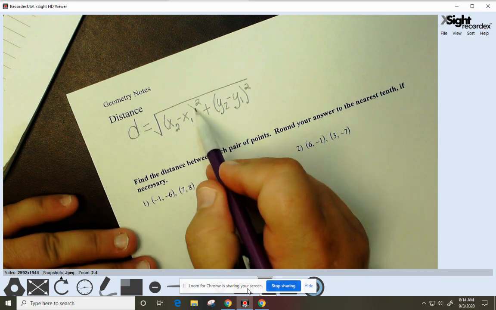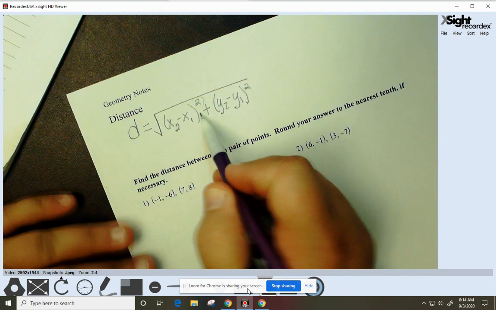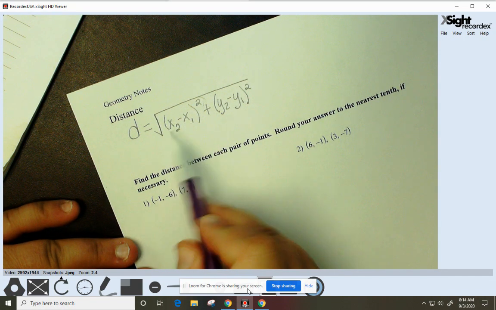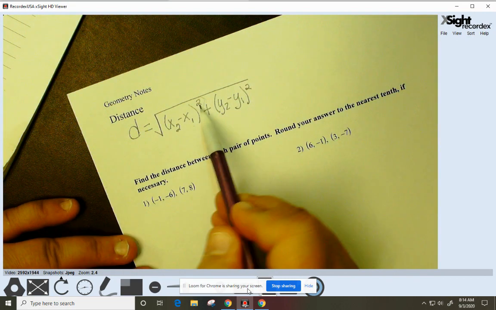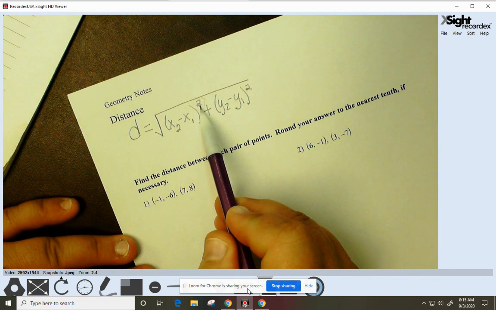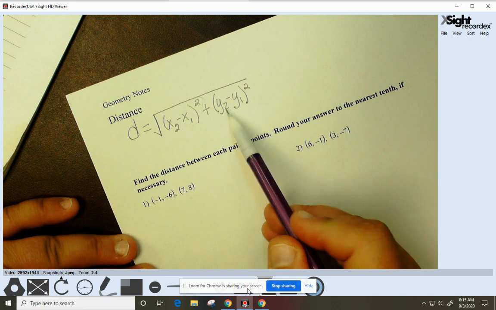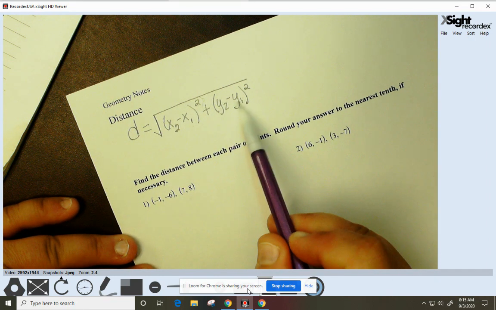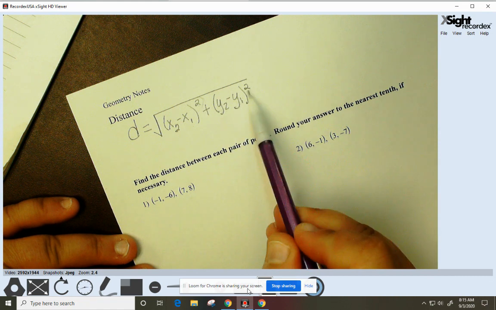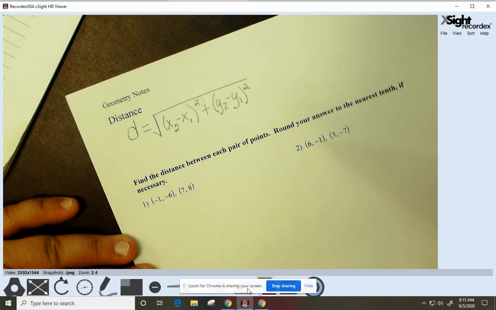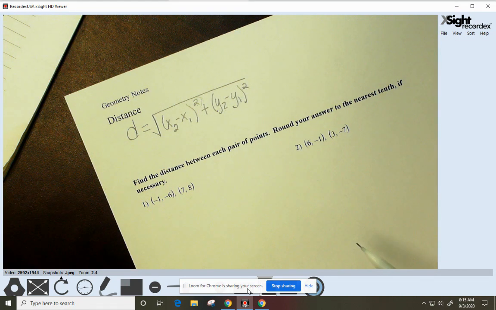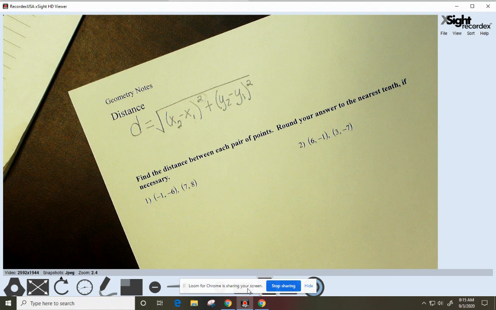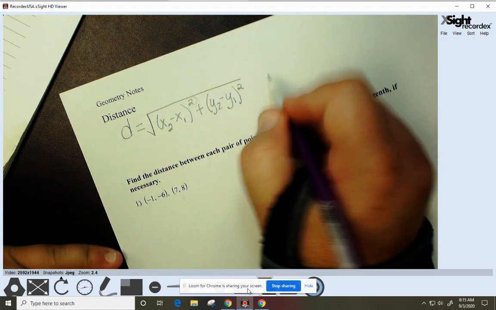Okay. Now then, after I get done with my difference, or my subtraction of my x coordinates, I'm going to take that answer and square it, and we'll multiply it by itself. And I'm going to do the same thing with the y's. After I take the difference between those y values, I'm going to square that answer. So really what I want to do with my distance formula is follow the order of operations, kind of. Your square root will be the very last thing that I do.